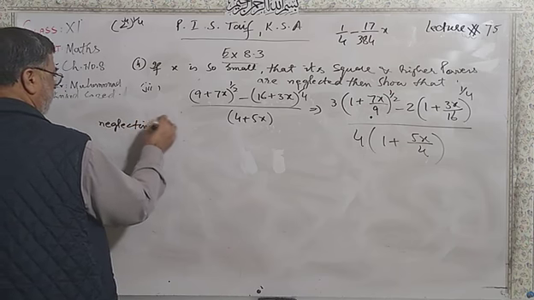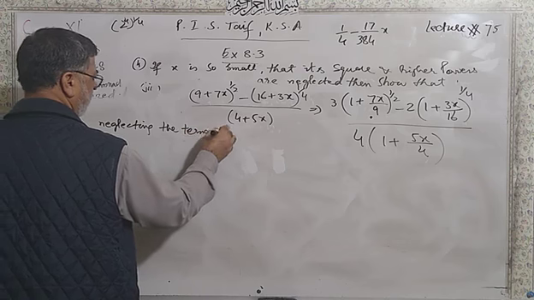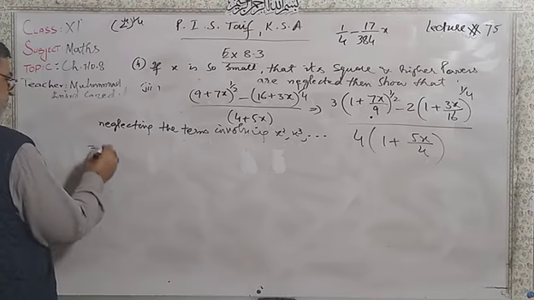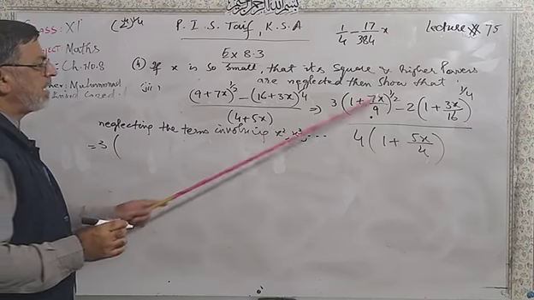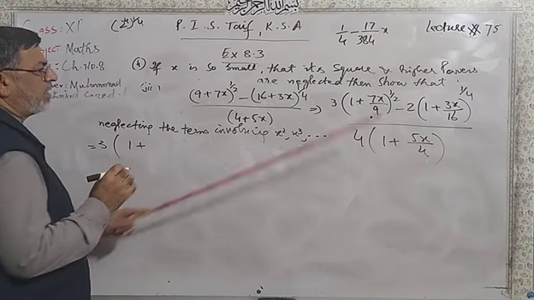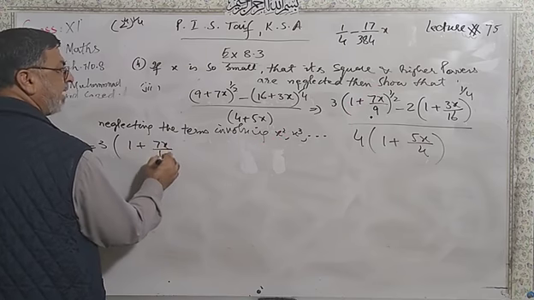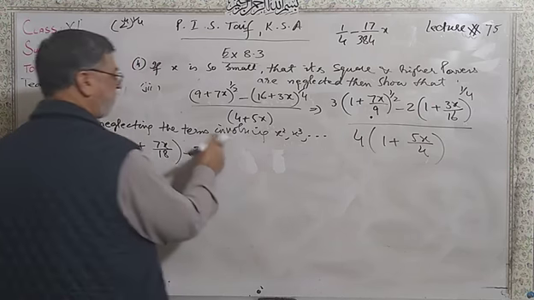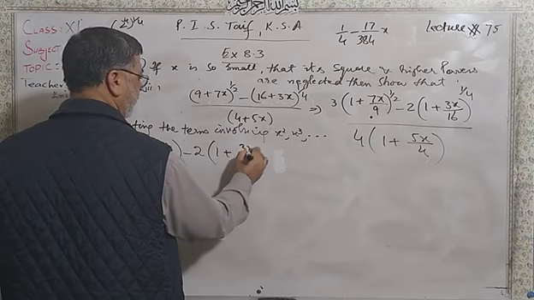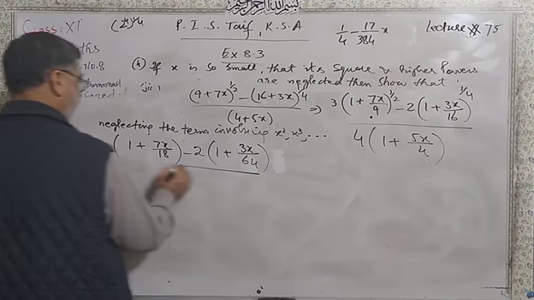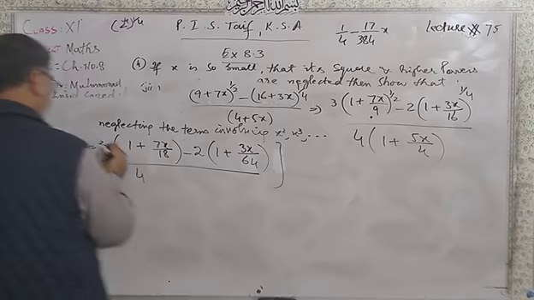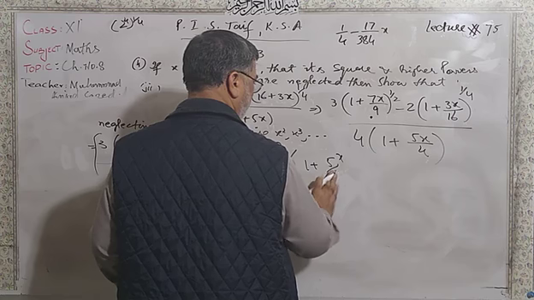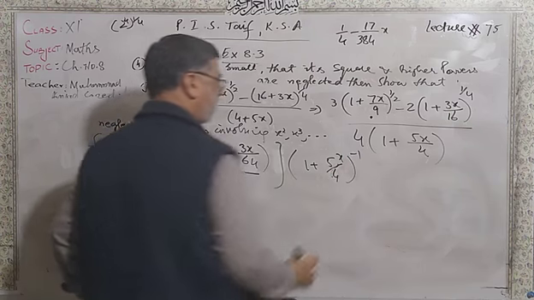x square, x cube, and so on. This is 3 into 1 plus nx. 1 plus nx means 1 over 2 multiplied by this, 7x over 18, minus 2 into 1 plus nx again, because we have already written 1 plus 3x over 64, divided by 4, and we had 1 plus 5x over 4, whole power minus 1.